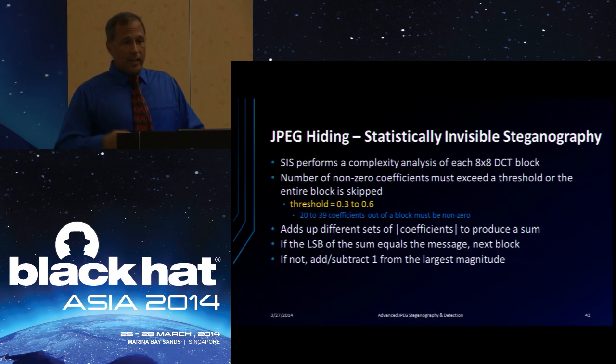Then it adds up the coefficients, gets a sum, and if the sum equals the message, we're good, don't change anything. If the sum doesn't equal the message, then you can add or subtract one from the largest magnitude coefficient. So they only make a small change for each block. Of course, you have a small capacity that way, but it is very difficult to detect.